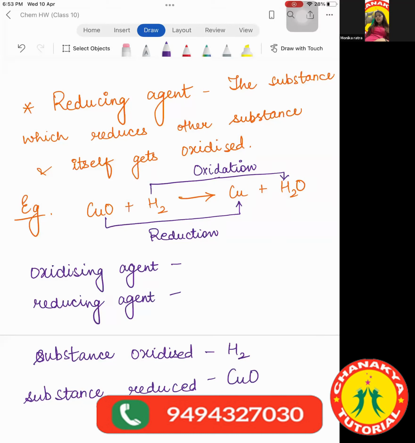Now, what will be the oxidizing agent? Which is reducing others and itself getting oxidized. So the substance which is reduced is the oxidizing agent, whereas the substance which is oxidized is the reducing agent. It is always the opposite. You will be easily able to find which is the substance oxidized, which is the substance reduced. Looking at that, you can write what are the oxidizing agent and the reducing agent. Clear, children? Any doubts still here?